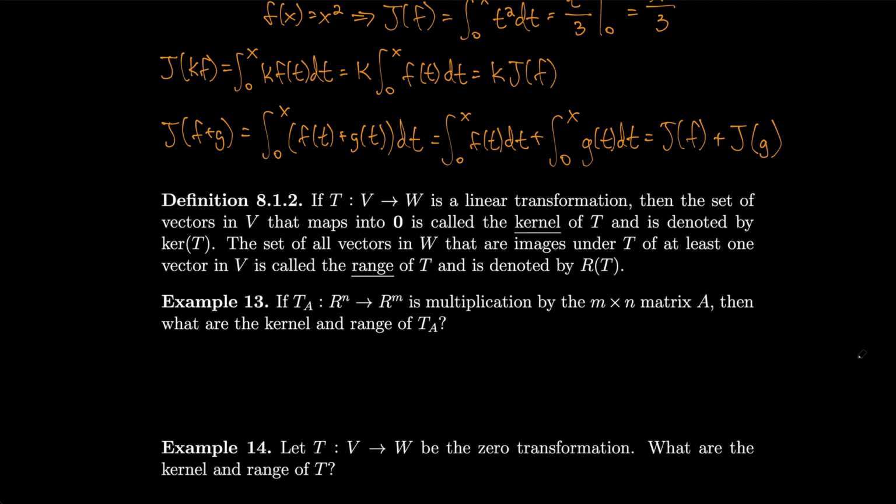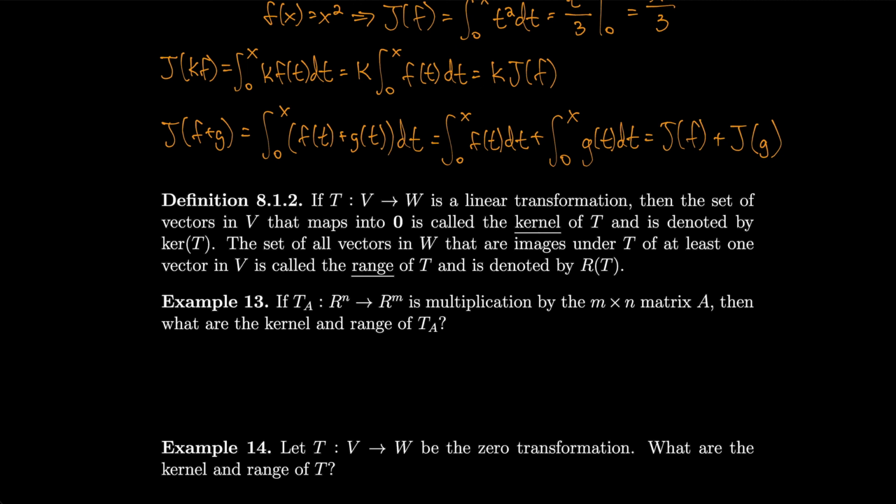If T from V to W is a linear transformation, then the set of vectors in V that maps into 0 is called the kernel of T, and is denoted ker T. So ker T is all of the vectors that when you take the transformation and you apply it to them, you end up with 0. The set of all vectors in W that are images under T of at least one vector in V is called the range of T, and is denoted by R of T. So that's all the vectors that you can get out of the transformation.